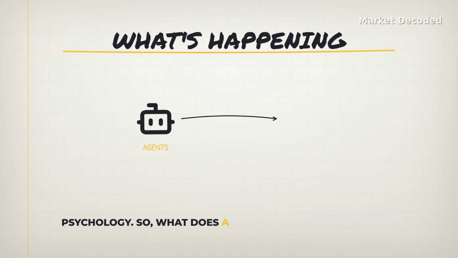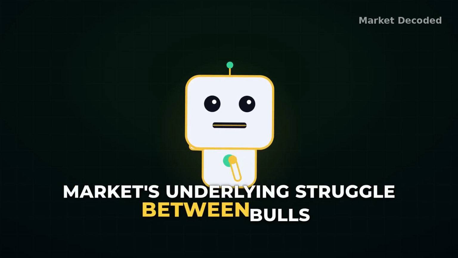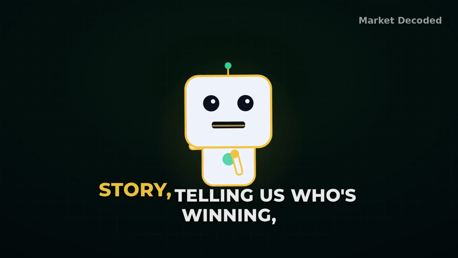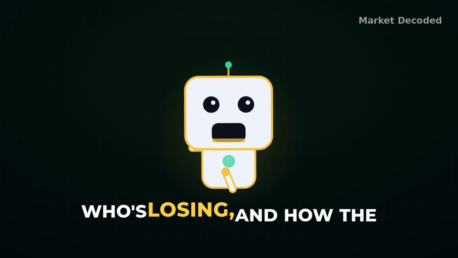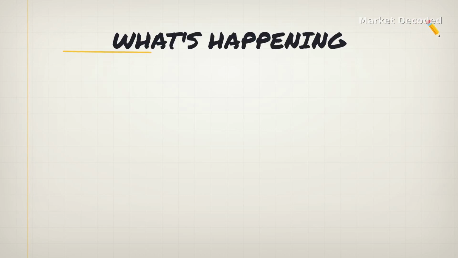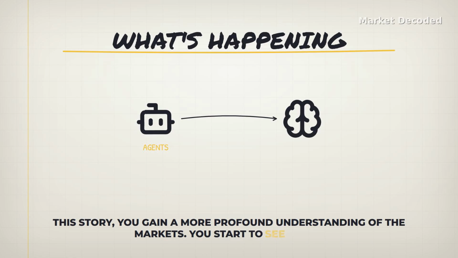So, what does a candlestick chart actually show? It doesn't just display price movements. It reveals the story of the market's underlying struggle between bulls and bears. Each candlestick is like a chapter in this story, telling us who's winning, who's losing, and how the tide is turning. By deciphering this story, you gain a more profound understanding of the markets. You start to see the ebb and flow of sentiment, the battles for control, and the shifts in momentum.